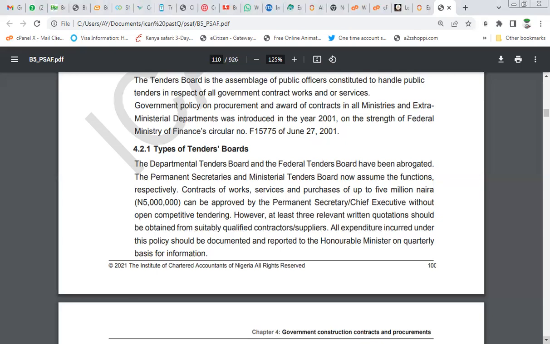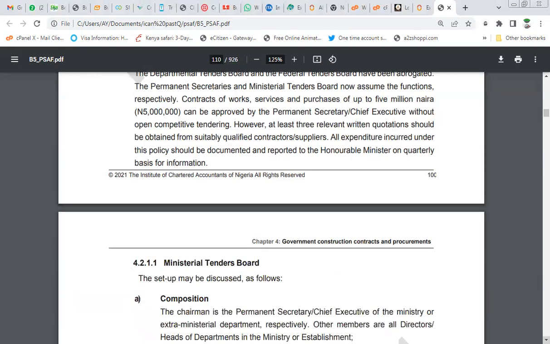So what is a tender board? A tender board is strictly a group of government officials, individuals in government, appointed to oversee the award of a contract. So there is more than one person. They form a board. There's a chairman of the tender board. There's a secretary. There are other members that constitute a tender board. As you can see, it says all expenditure incurred under this policy should be documented and reported to the Honorable Minister on a quarterly basis for information.